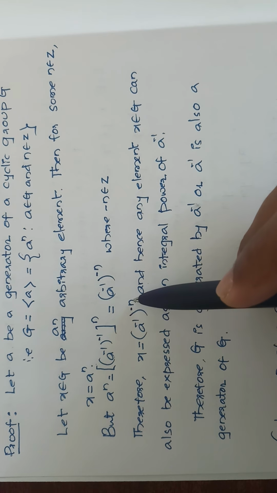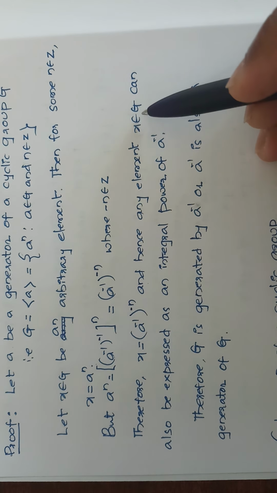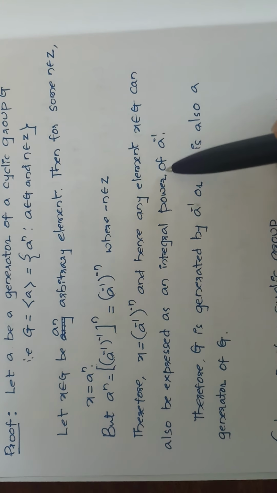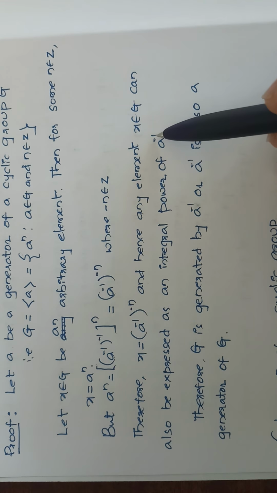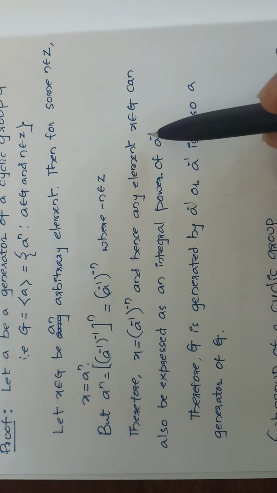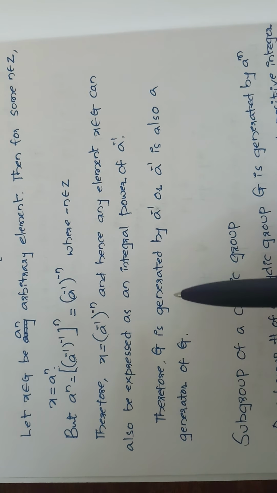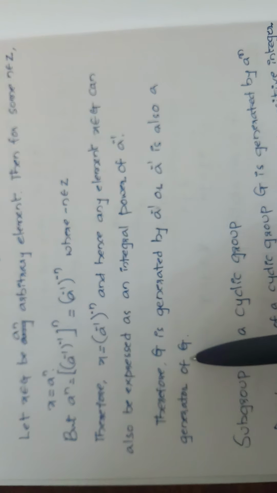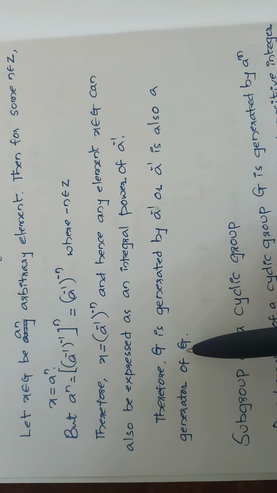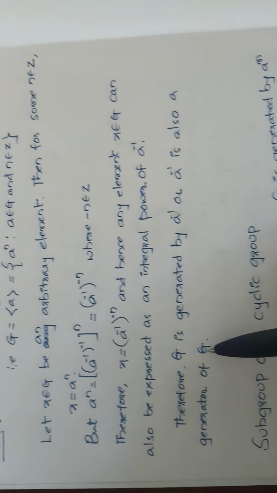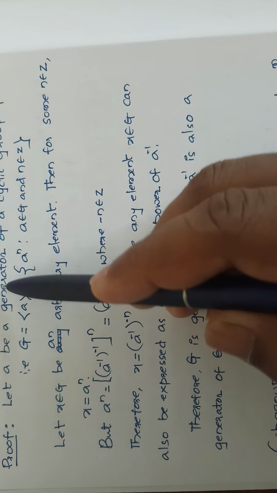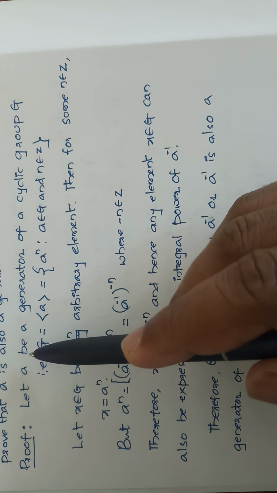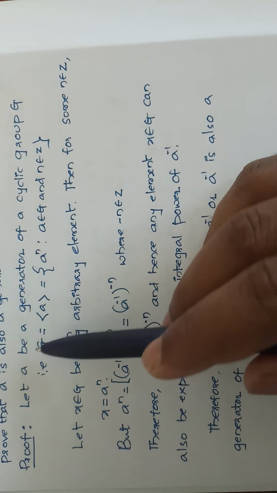So therefore here you get x is equal to A inverse to the power minus n, and hence any element x belonging to Z can also be expressed as an integral power of A to the power minus 1. So therefore Z is generated by A inverse, or A inverse is also a generator of Z. This is a simple result.